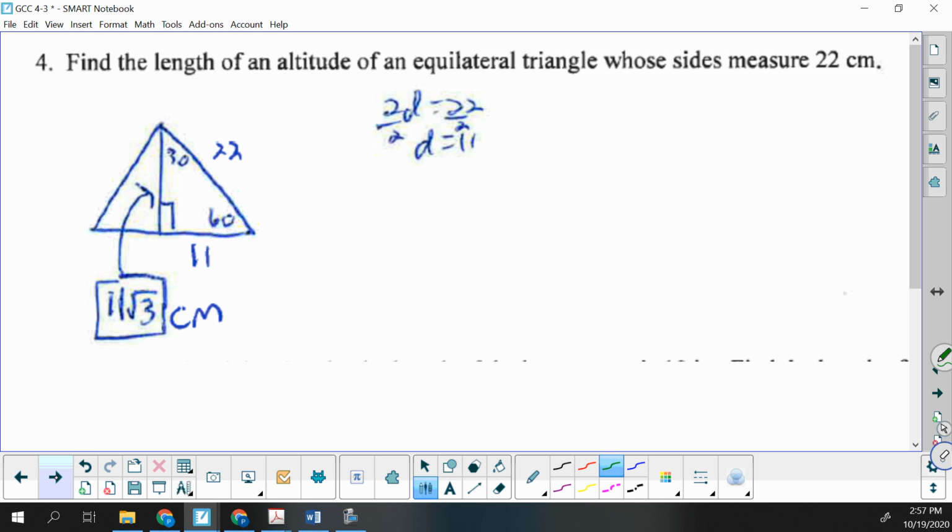Find the length of an equilateral triangle whose sides measure 22. Well, that side should be 2D because it's across from the right angle. Divide by 2, we get D is 11. Across from 60 is normally D radical 3, so we'll have 11 radical 3.